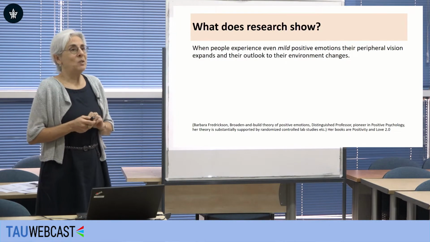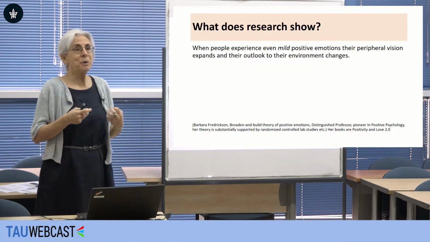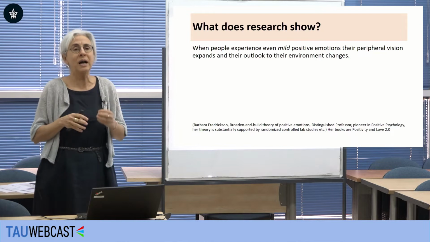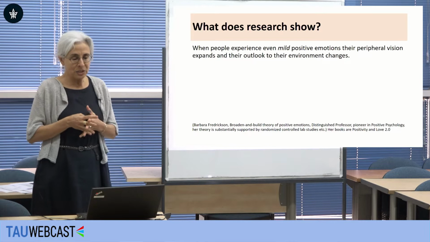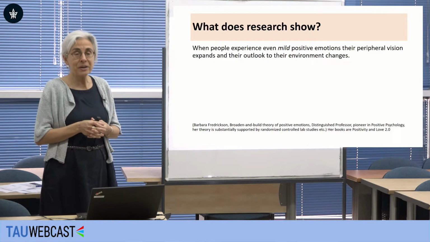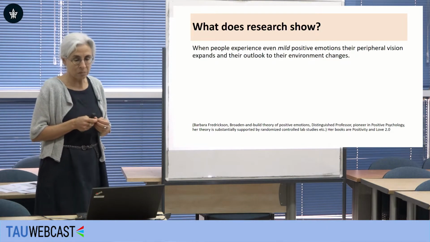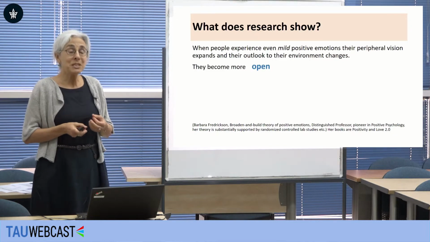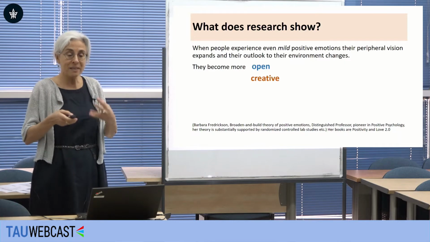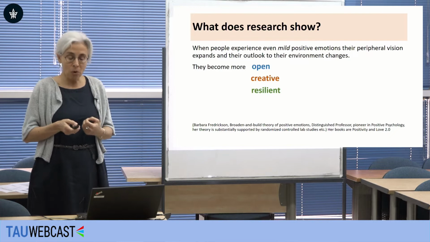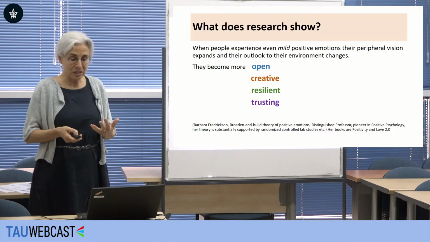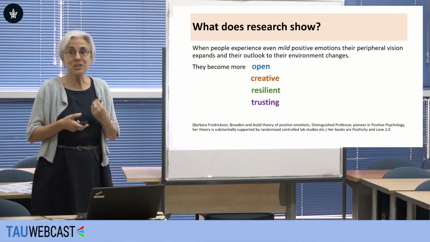Now, I want to talk a little bit about research. There's a lot of research on the effects of positive emotions. One of them is Barbara Fredrickson. She's an amazing psychologist. She's one of the most highly cited psychologists today. And she says that when people experience even mild positive emotions, their peripheral vision expands and their outlook to their environment changes. This is her well-known broaden and build theory of positive emotions. She says people become more open. They see more possibilities. They become more aware. In addition, they become more creative when they experience even mild positive emotions. And they become more resilient and trusting. She says shared positivity builds trust. And the result of all this is that their academic performance improves, and this is what we're interested in as teachers.